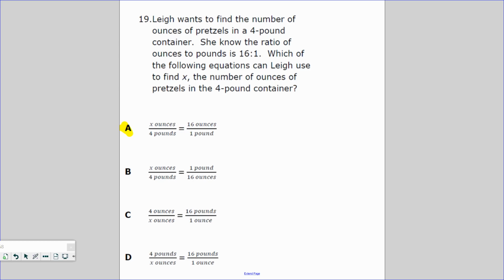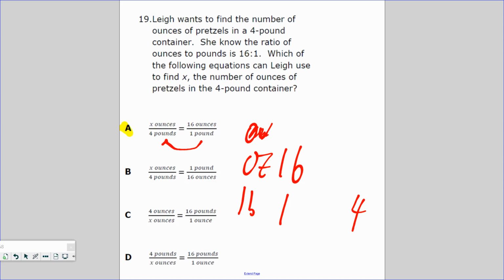Number 19, Lee wants to find the number of ounces of pretzels in a 4-pound container. She knows the ratio of ounces to pounds is 16 to 1. Which of the following can be the correct way of writing it? So we know there's 16 ounces in 1 pound, so 4 pounds. Which one shows this? 16 ounces, 1 pound. When you build this to 4 pounds, A is the correct one. This is wrong because pounds should be on top. This is wrong, not in the correct row. Actually, what's wrong with this one? Oh, 16 pounds, 1 ounce. No, it's 16 ounces, 1 pound.